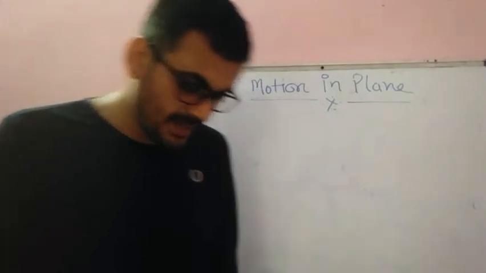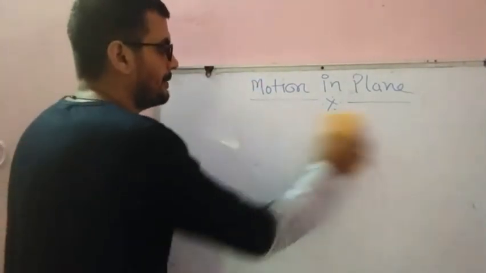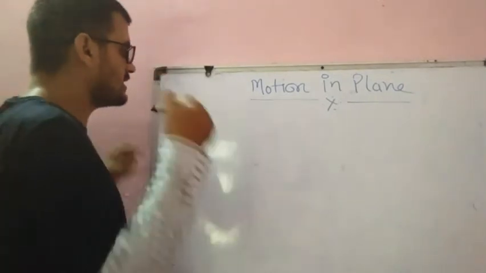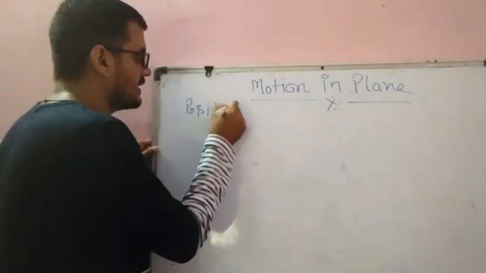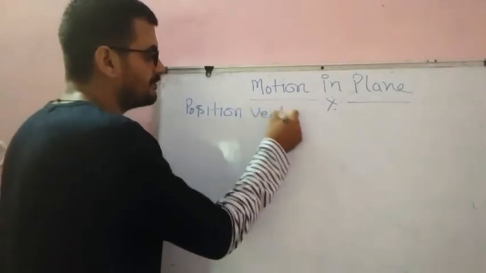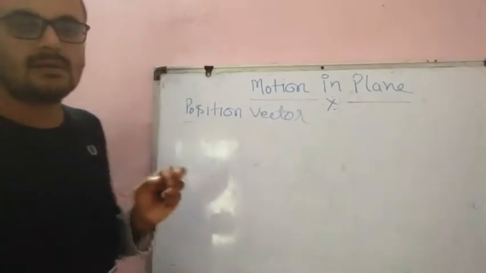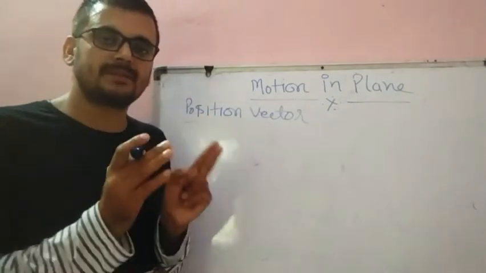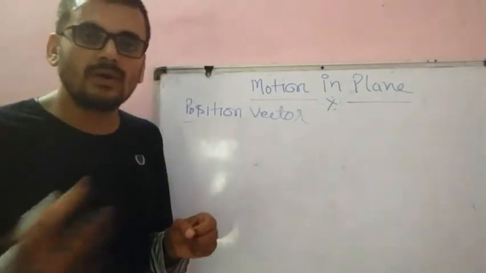Now coming to the next, position and displacement vector. Okay, position and displacement vector. First we will study what is the meaning of position vector. Position vector is that vector which represent the position of a body from the origin.